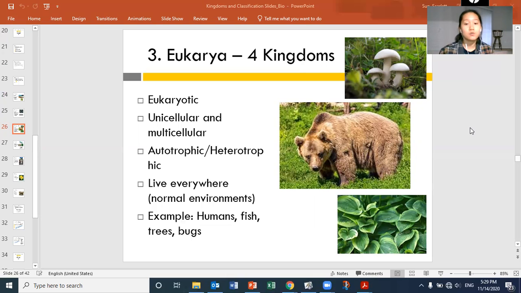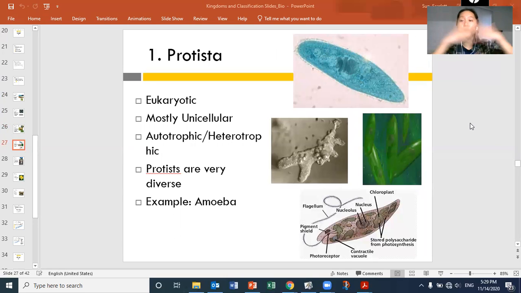Examples would be humans, fish, trees, bugs, right? In pictures over here, we have mushrooms, we have plants, we have a bear, right? Those are all eukaryotes. So within eukaryotes, we have four main kingdoms here. We have Protista. Protista are eukaryotic. They're mostly unicellular, so they're hard to see with the naked eye.